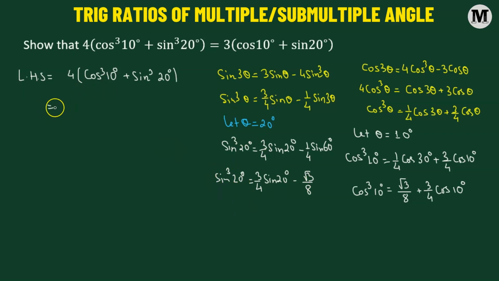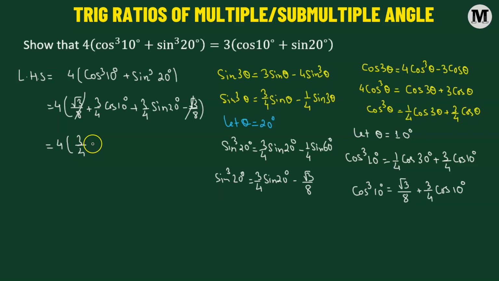So now we have 4 multiplied by cosine cubed 10 degrees, so that will be square root of 3 over 8 added to 3 over 4 times cosine of 10 degrees. Then we have sine cubed 20 degrees, so that will be plus 3 over 4 times sine 20 degrees minus square root of 3 over 8. Fine. So here square root of 3 over 8 gets cancelled out, and that leaves us with 4 times 3 over 4 cosine 10 degrees added to 3 over 4 sine 20 degrees.